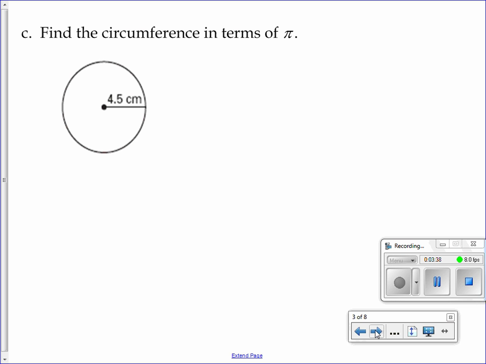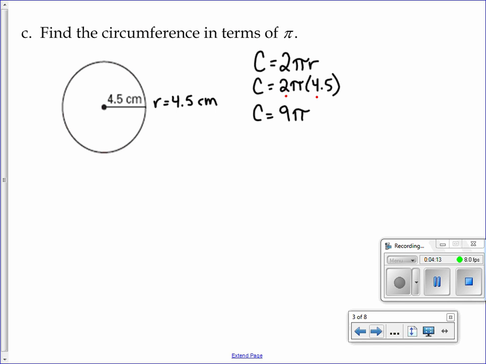Okay, part C. Find the circumference in terms of pi. So if you take a look at your circle, we're given half a segment that starts at the center, goes to the edge. It's 4.5 centimeters. This is definitely the radius. So since we've been given the radius, let's go ahead and use C equals 2 times pi times radius. So we're going to plug in 4.5 for our radius. And we're just going to multiply 2 times 4.5, which is 9. Put the pi afterwards, and since we're given centimeters, we'll just write our units down. Okay, that's it for circumference.